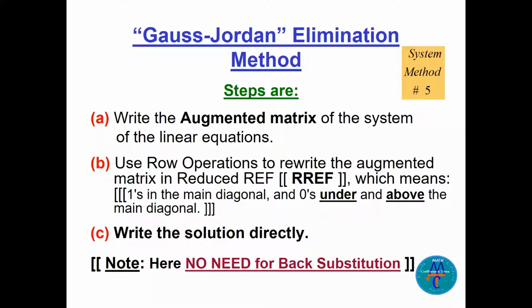So method number 5 is the Gauss-Jordan elimination method. The steps are easy. First, we write the augmented matrix. We have seen that many times in lecture 31. Now we use row operations to rewrite the augmented matrix in reduced row echelon form, which means we have to make ones on the main diagonal and zeros elsewhere, under and above the main diagonal. I will show you how now in the examples. And here, just to mention, there is no need for back substitution. So this method, Gauss-Jordan, is easier than the Gaussian elimination method.